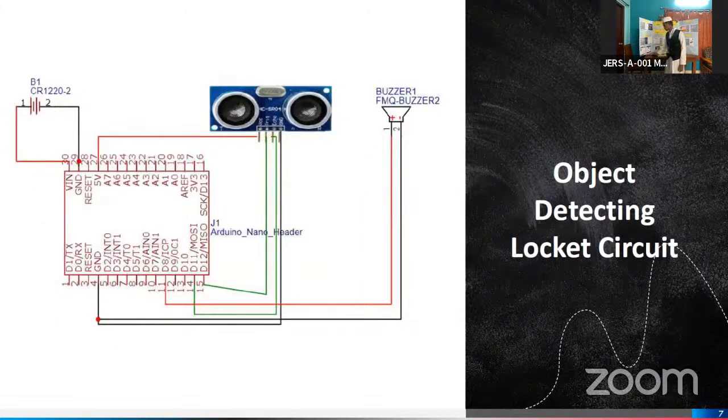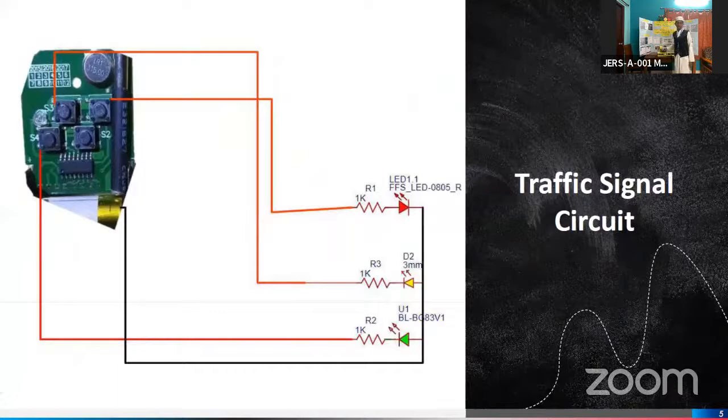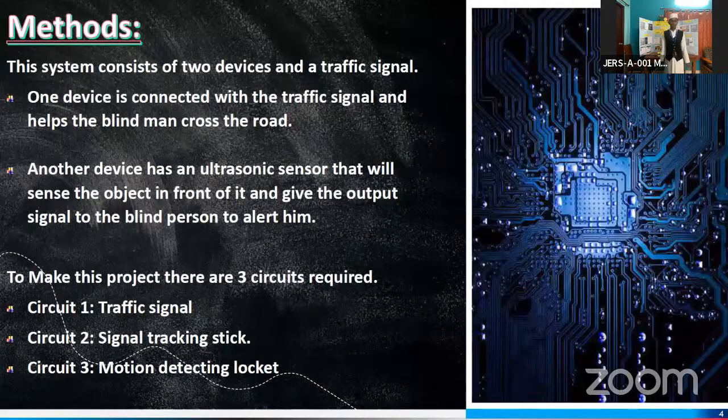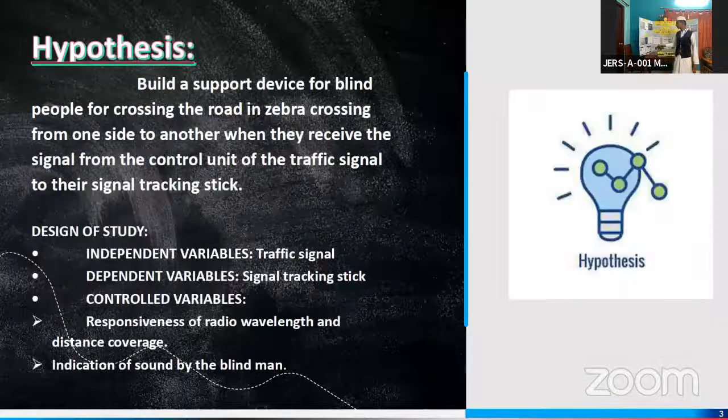Okay, sir. Assalamu alaikum wa rahmatullahi wa barakatuh. The science of today is the technology of tomorrow. Myself, Mohammed Ashfaq, from grade 9, is here to present on a life-saving project, Blind Advantages Traffic Signaling System. To make this project, there are three circuits required. Traffic signal circuit, signal tracking stick circuit, and motion detecting locket circuit.